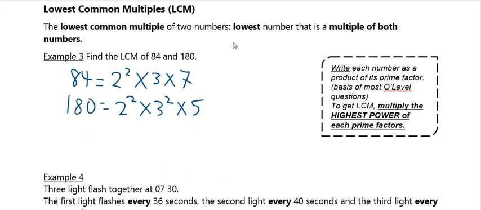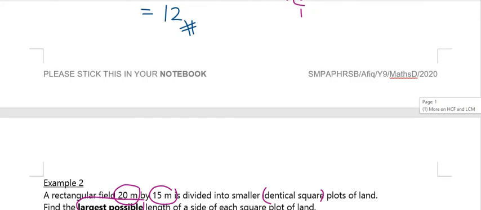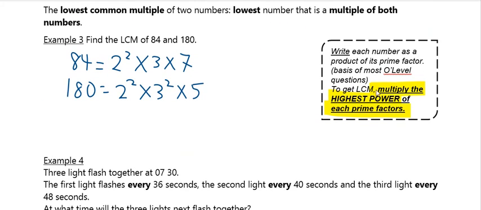Now for LCM, it will be a different case altogether. To get the LCM, as a side note, you have to multiply the highest power of each prime factor. Unlike HCF, where you multiply the lowest power of the common factors, for LCM you are doing the opposite, which is the highest power of each prime factor.